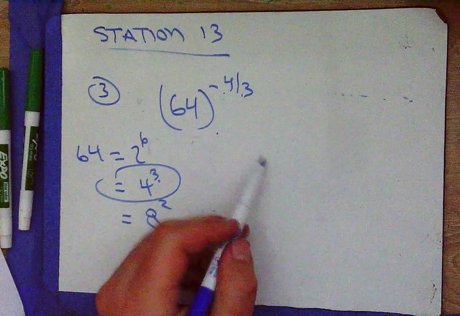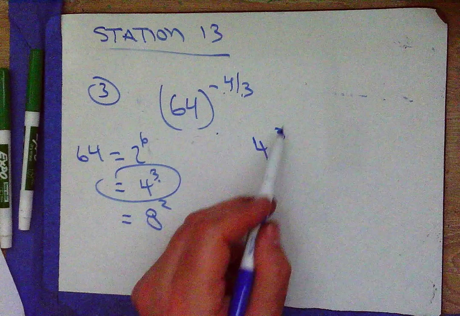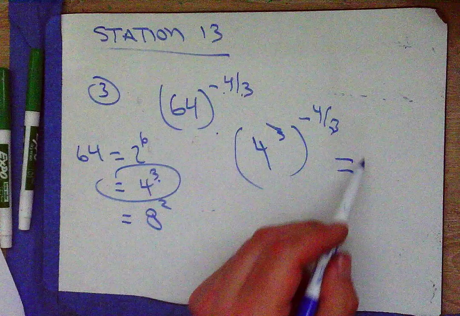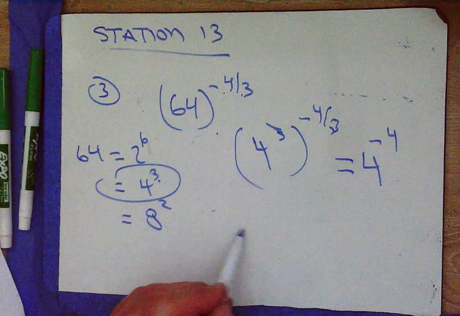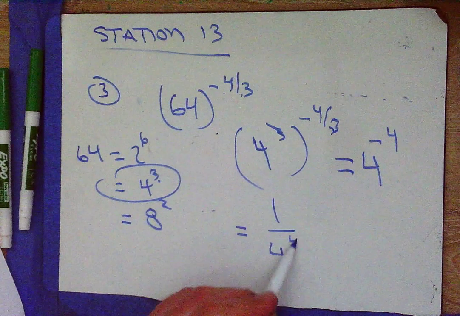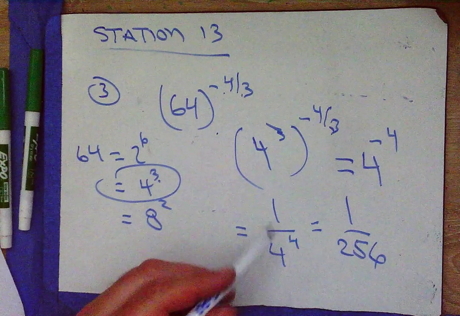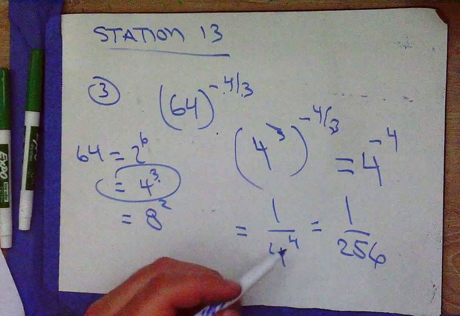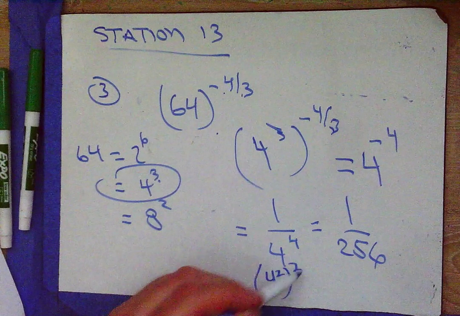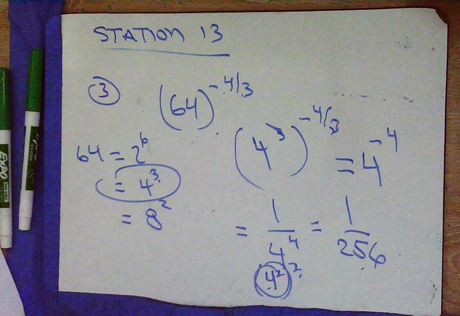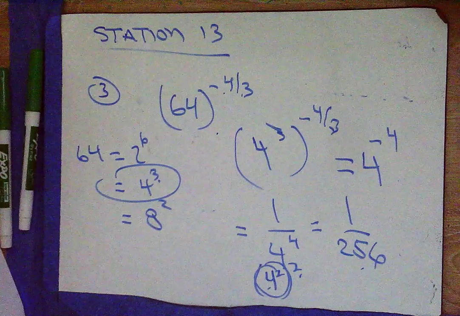Okay. So this is going to be 4 to the third to the negative 4/3. These cancel, and I'm going to have 4 to the negative 4, which is 1 over 4 to the 4th, which is 1 over 256. How did I know that? Because 4 squared squared. That's 16 squared, which is 256. Okay, that was problem number 3.